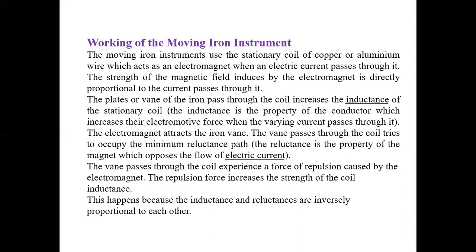The vane passing through the coil experiences the force of repulsion caused by the electromagnet. The repulsion force increases the strength of the coil inductance, and this happens because inductance and reluctance are inversely proportional to each other. Means the force of repulsion will be caused in the electromagnet, and this repulsion force increases the coil inductance. This is the working of the moving iron instrument.